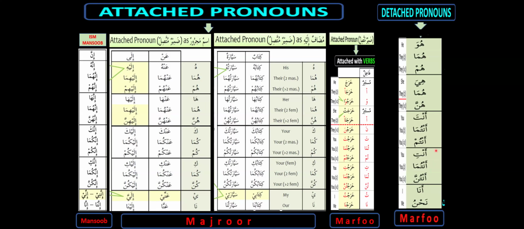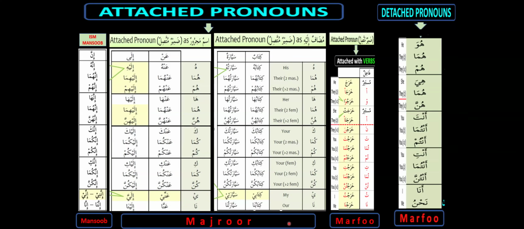So done. Is there any detached pronoun which can be majroor or mansoob? I'm not going to answer that. I don't want to confuse you. We'll do that in some future classes. For now, just understand we have only learned one type of detached pronoun, which is marfu. We haven't seen any detached pronoun which could be mansoob or majroor. Let's leave it at that. So this was the detached pronoun. That's not our purpose; I was just trying to show this so that you don't feel we have missed the other thing. This is the main thing I want to talk about: the attached pronouns.